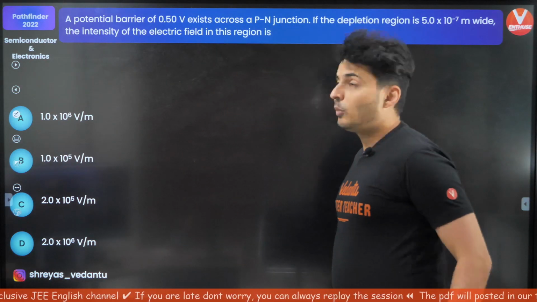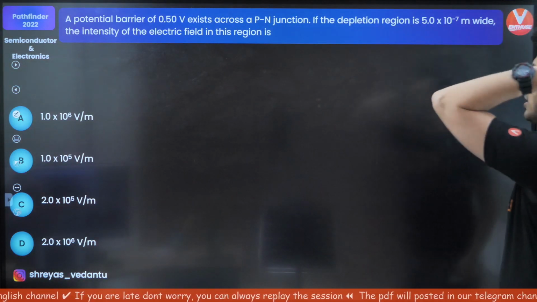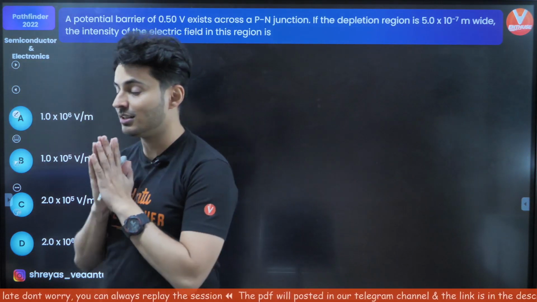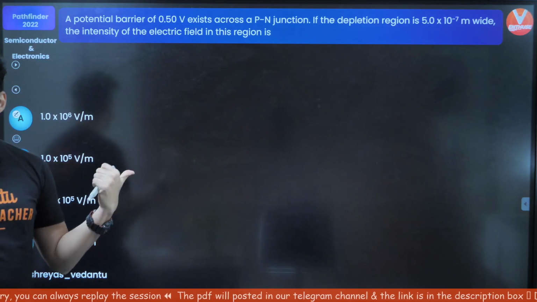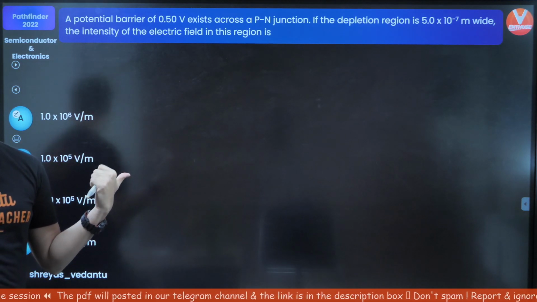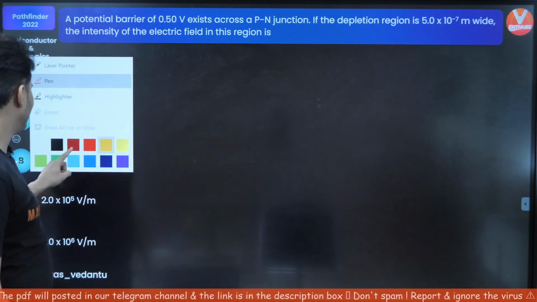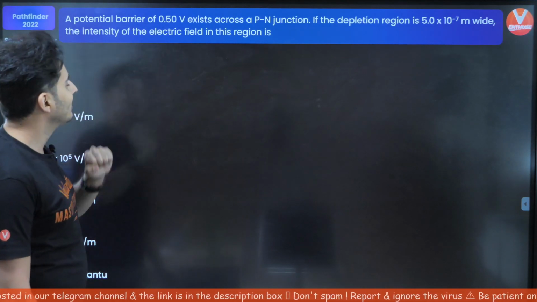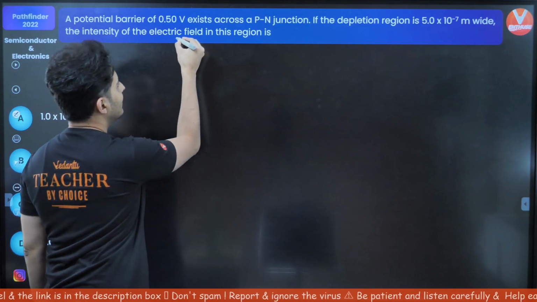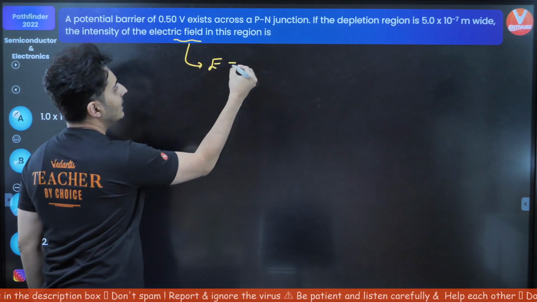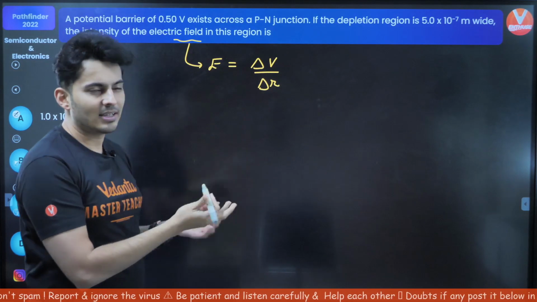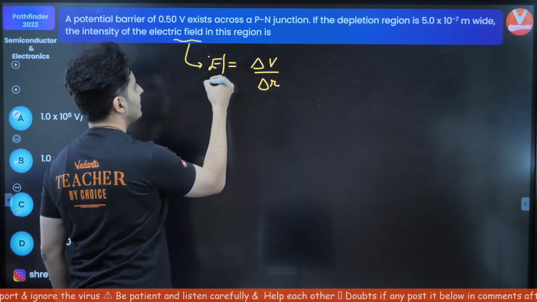There is a potential barrier of 0.5 volts which exists across a PN junction. If the depletion region is this much wide, then the intensity of the field in this region is how much? Come on, this is not even a question of semiconductors. This is something which you would know even without the knowledge of semiconductors. Barrier is given, the width is given. The question is find the field. Isn't the field E equal to del V by del R magnitude wise? The negative sign signifies the direction, but magnitude wise, this is the formula.